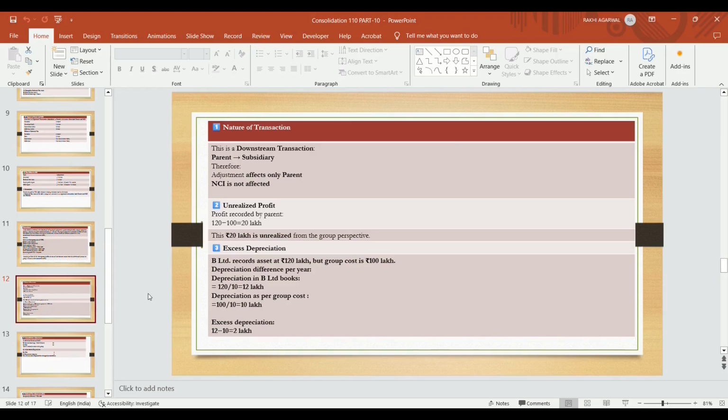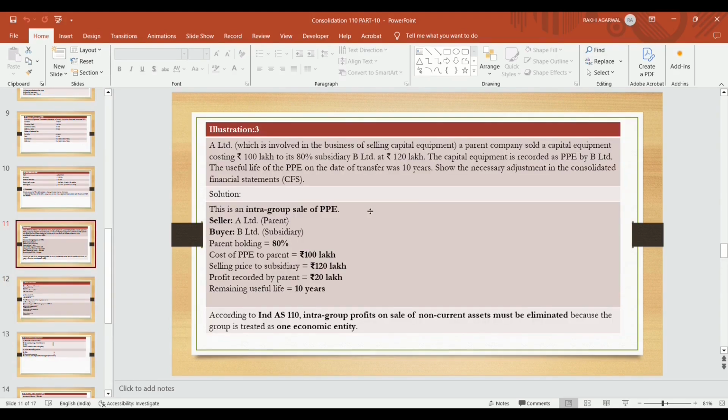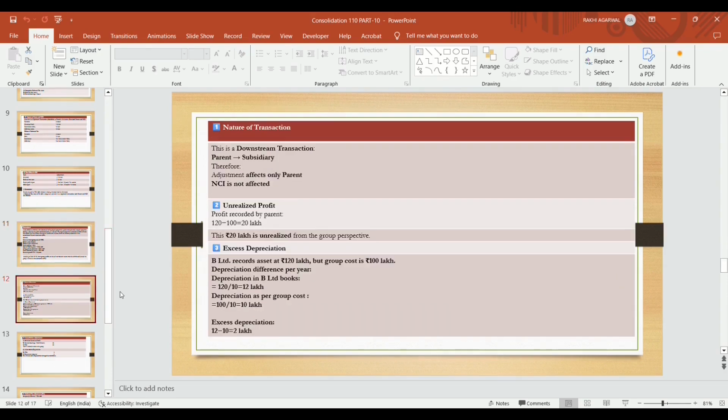Now, nature of transaction. This transaction is a downstream transaction. Why? A parent company sold goods to the subsidiary. Therefore, the adjustment affects only the parent's profit. NCI is not affected in this case. NCI profit is not affected.